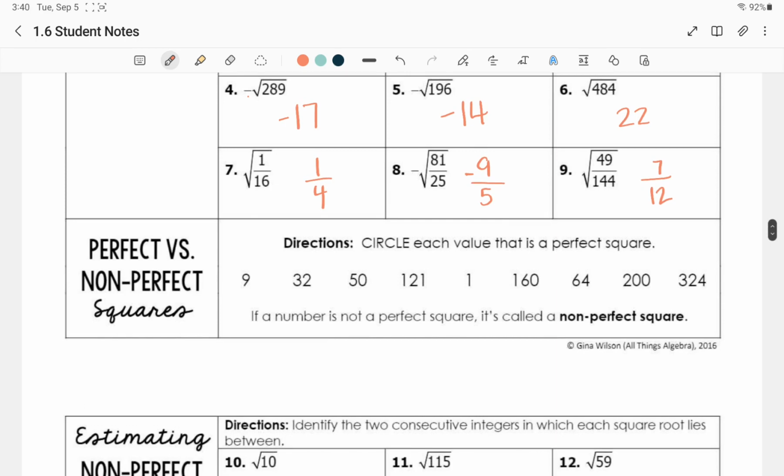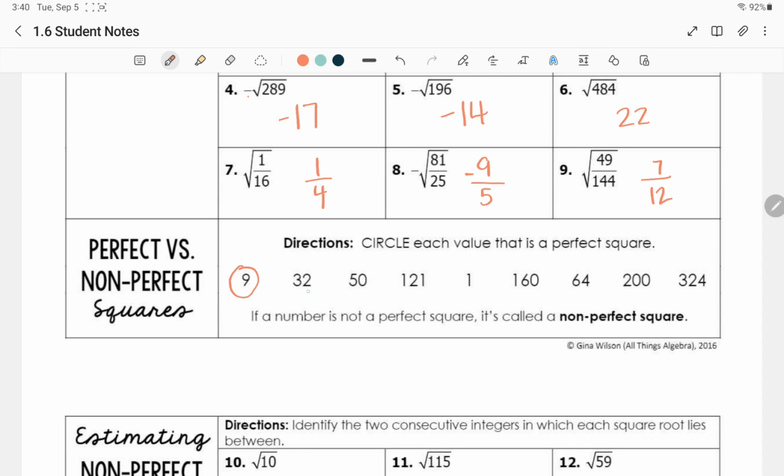All right. Perfect squares versus non-perfect squares. So perfect squares would be any number times itself. That would give us a perfect square, right? It would give us a good number, because that number is multiplied by itself. Those are called perfect squares. If a number is not a perfect square, it's called a non-perfect square. So circle each value that is a perfect square. Well, we know 9 is, because 3 times 3 is 9.